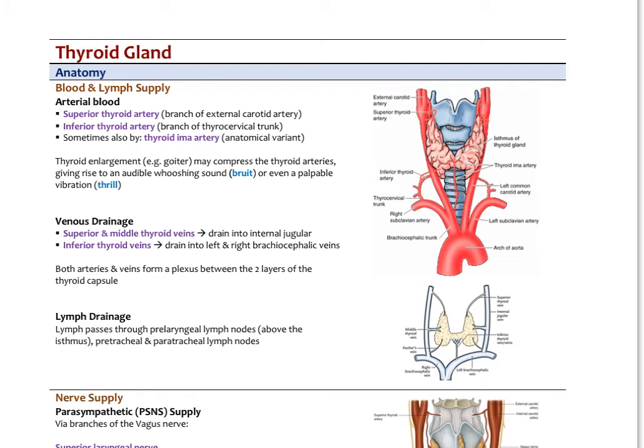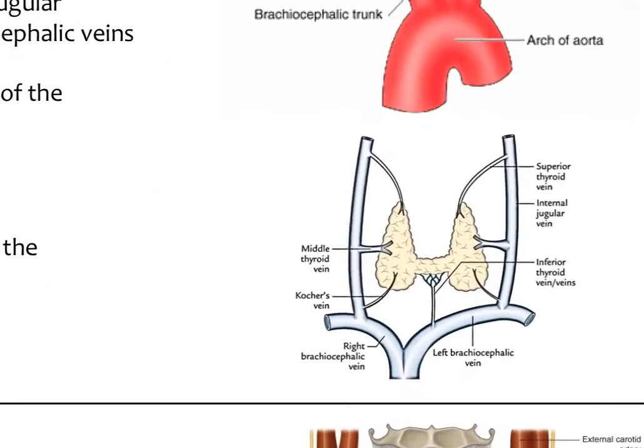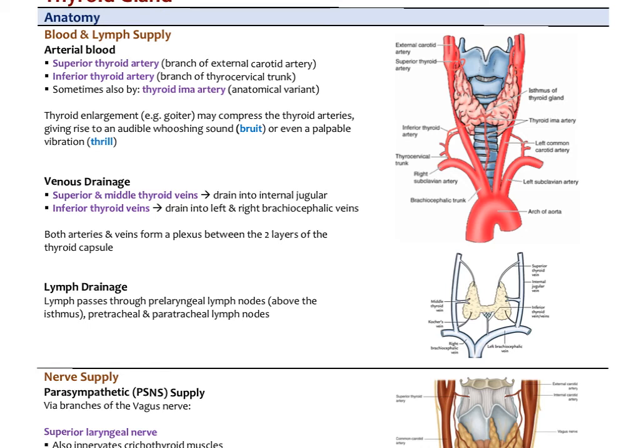The clinical significance here, of course, is that thyroid enlargement, any goiter, can compress those thyroid arteries, and that can give rise to the bruit, which would, of course, be an audible whooshing sound, or in some patients, it could be large enough to produce a palpable vibration on the skin. That's the thrill. So bruits and thrills could be consequences of goiter. The venous drainage would be through the superior and middle thyroid veins, which drain straight into the internal jugular, and then the inferior thyroid veins, which drain into the left and right brachiocephalic veins. So that's shown down here. So pretty simple circulatory supply to the thyroid. The significance of thyroid blood flow can come into function.